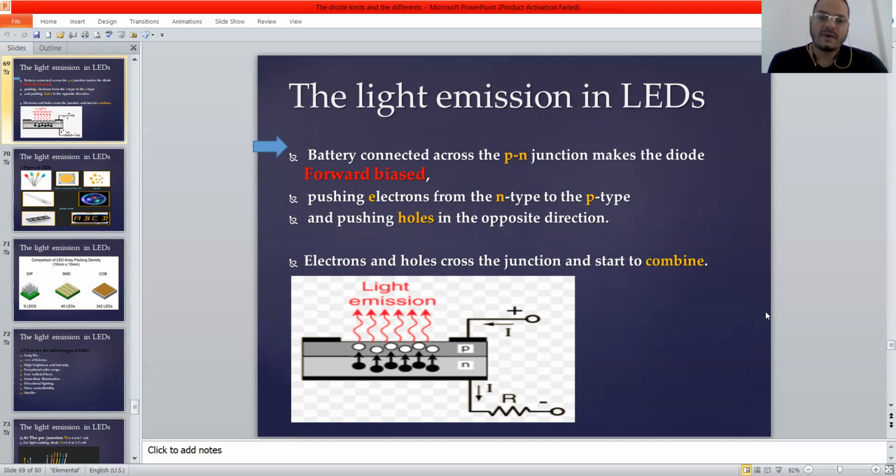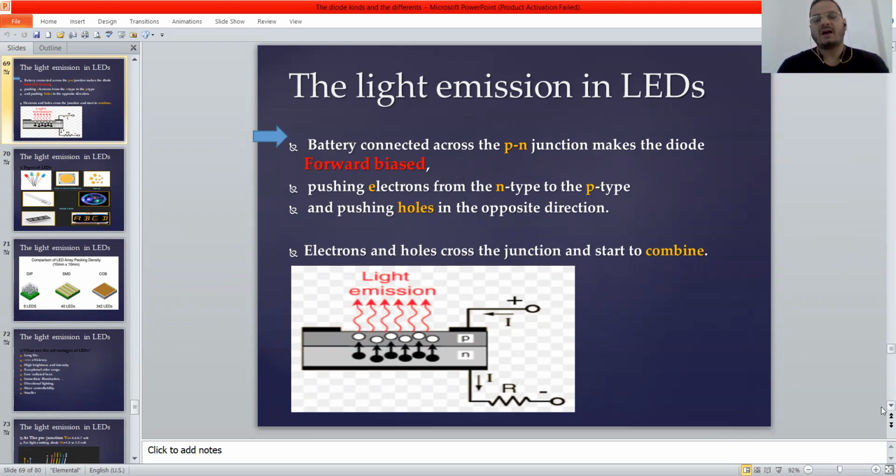Pushing electrons from N to P, that means diffusion, and diffusion of holes to the N side. Electrons and holes cross the junction and start to combine.